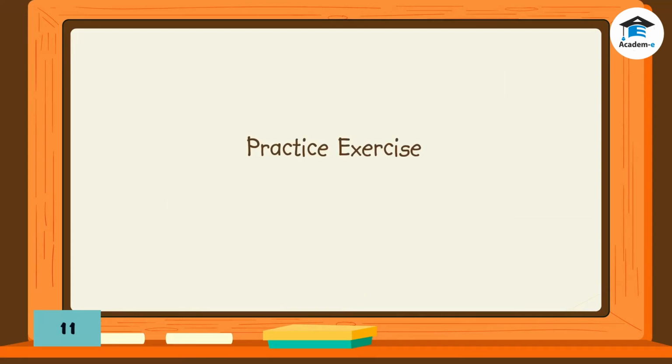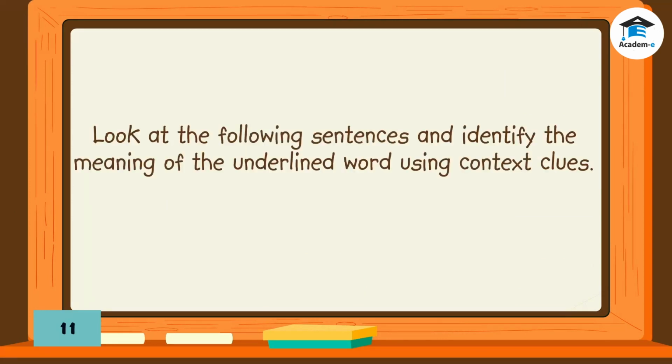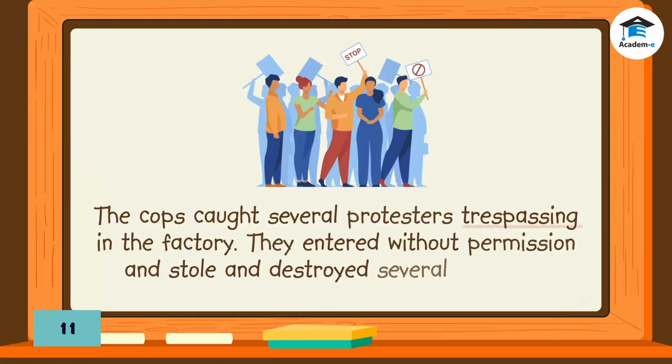Okay, class. Now, I think you are ready for some practice exercises. Look at the following sentences and identify the meaning of the underlined word using context clues. The cops caught several protesters trespassing in the factory. They entered without permission and stole and destroyed several pieces of equipment.